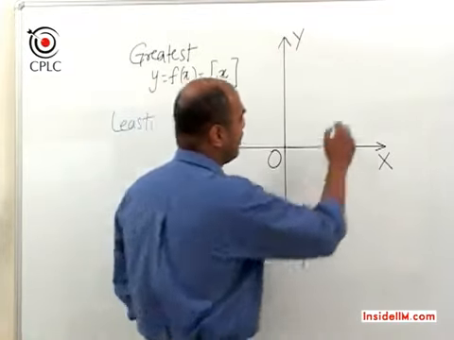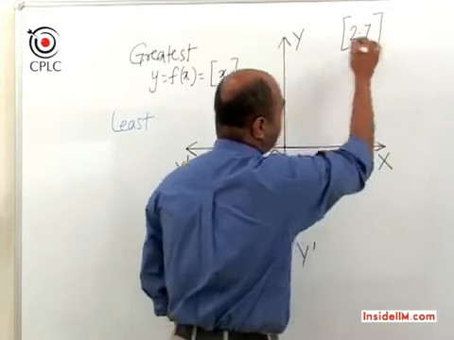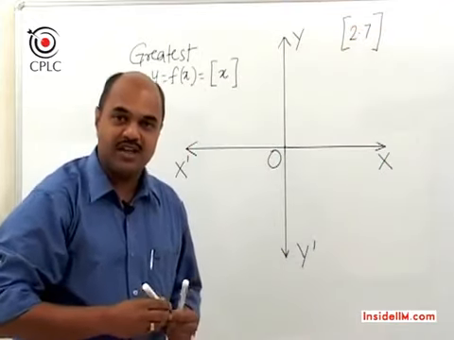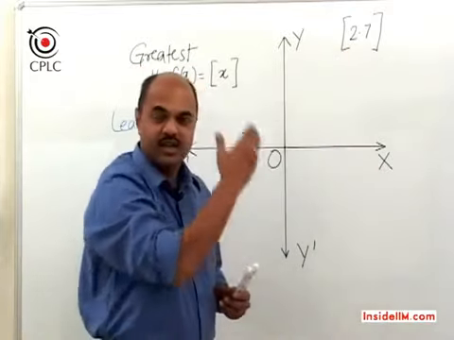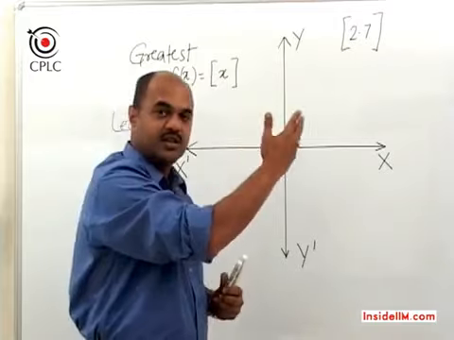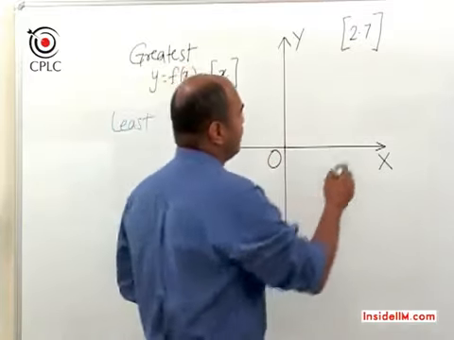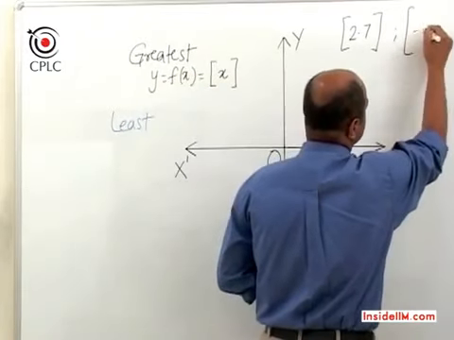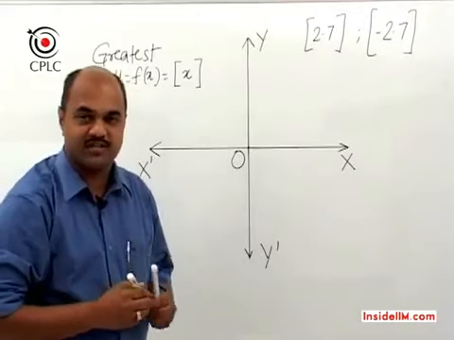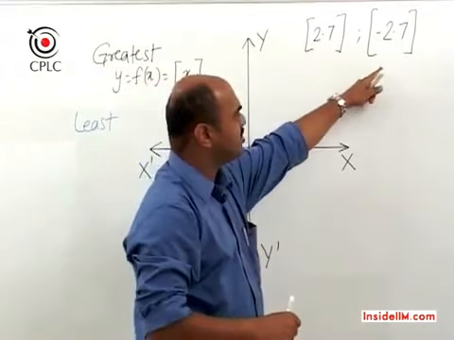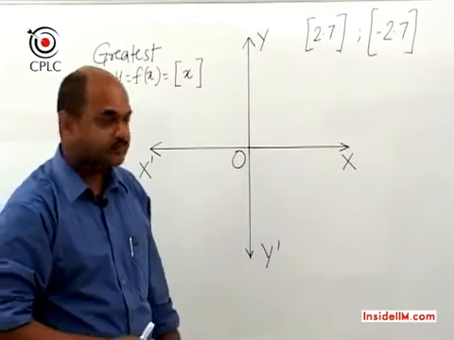And hence if we are, let's say, looking at something like 2.7, then we look at the largest integer which is less than or equal to 2.7, and that would be 2. Similarly, if we are looking at the greatest integer function value for minus 2.7, then it would be the greatest integer less than minus 2.7, which is minus 3.